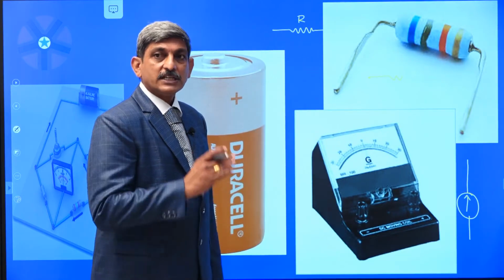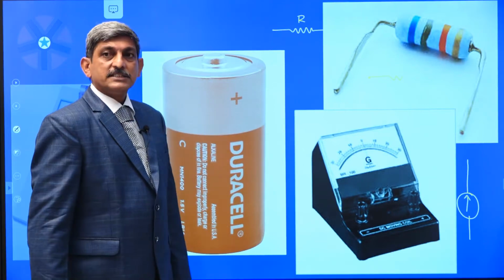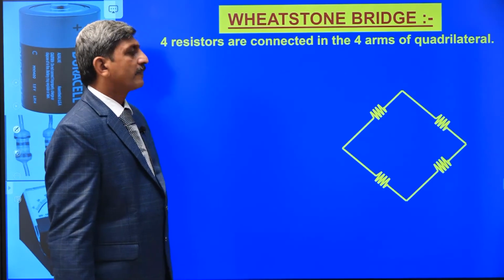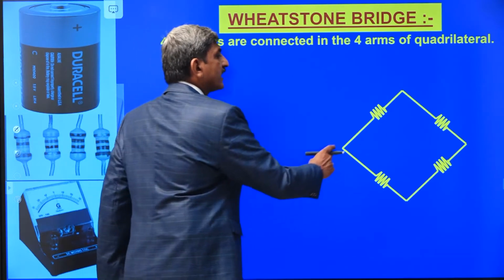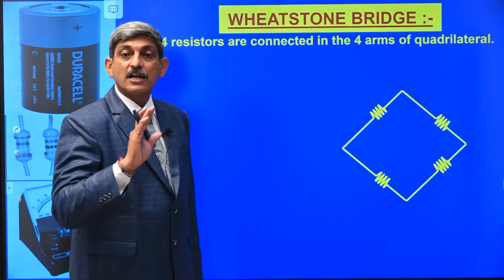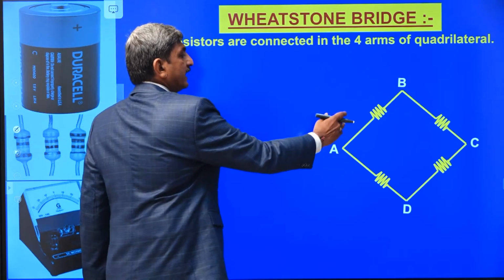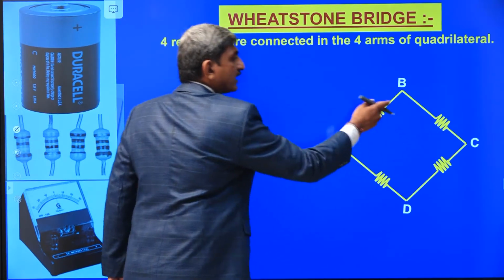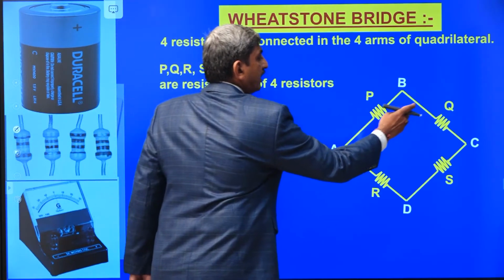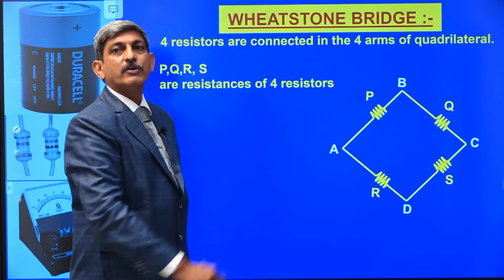Now, come to the construction of the Wheatstone bridge by using these elements. Generally, the Wheatstone bridge consists of 4 resistors, and those 4 resistors are connected as the 4 sides of a quadrilateral. The 4 sides are also called the 4 arms of the quadrilateral. Let A, B, C, D be the 4 corners of the quadrilateral. Let P, Q, R and S be the resistance values of the 4 resistors.